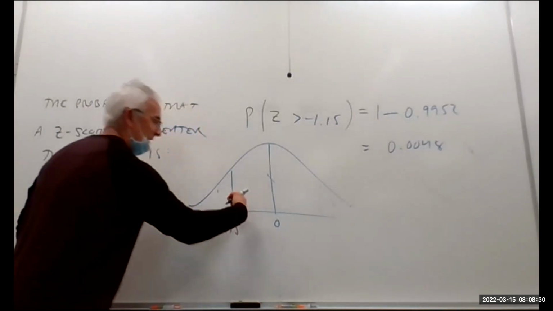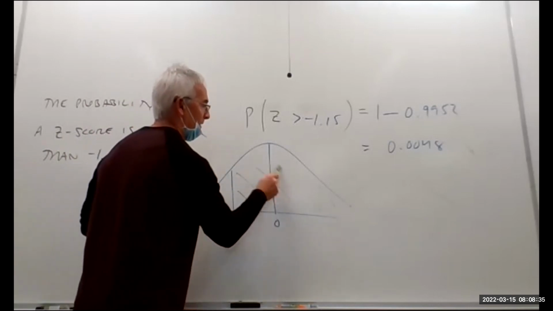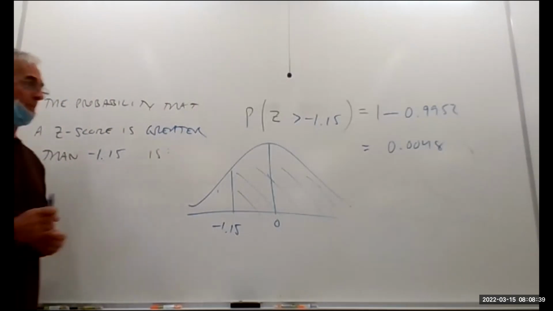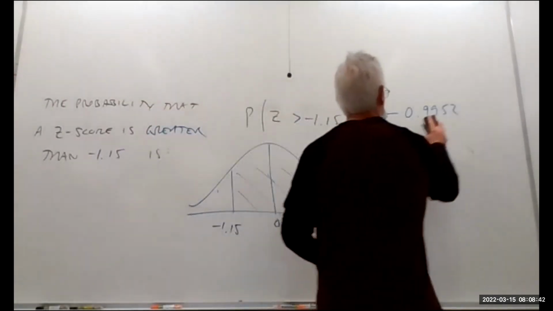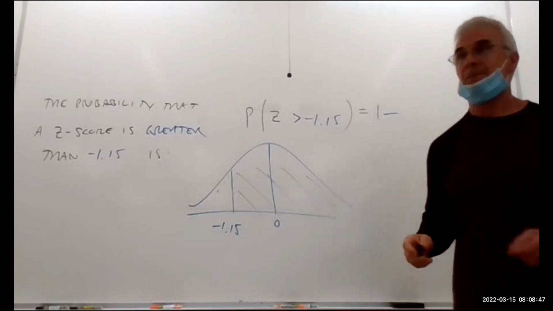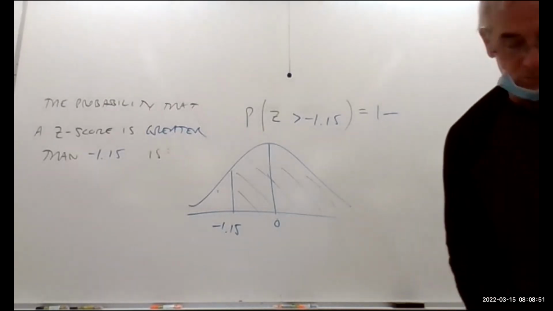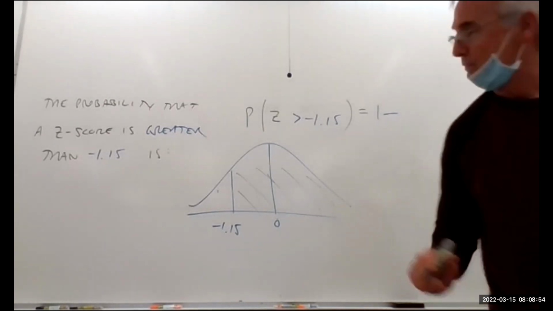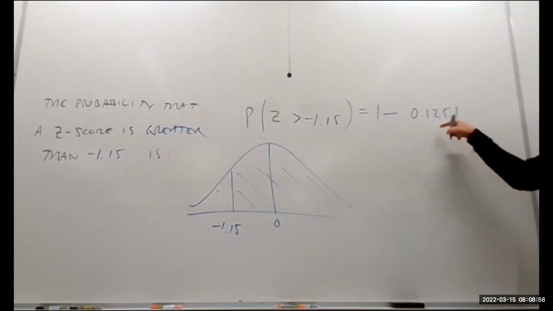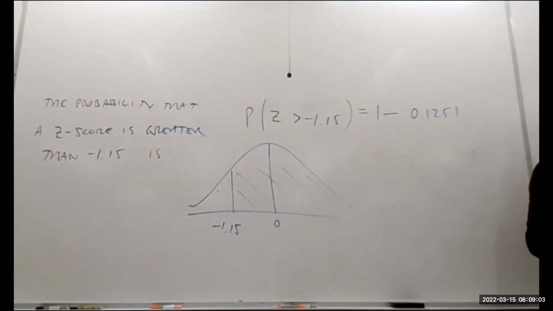Now, the table gives me everything to the left of this, but I'm asking for the area to the right. So how do we do that? Well, what is the area to the left, by the way? 0.1251. Does everyone agree with that one? Yeah. 1.15, 0.1251. But 0.1251 is not my answer, because that's the area to the left. So my answer is 1 minus that.